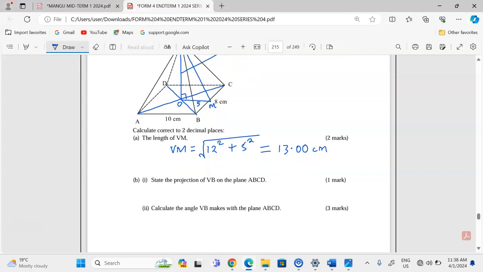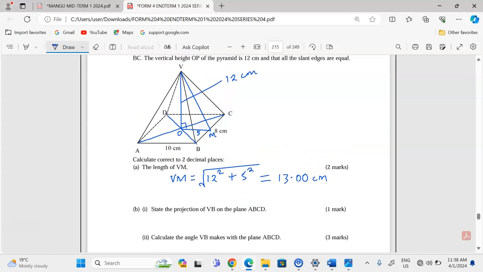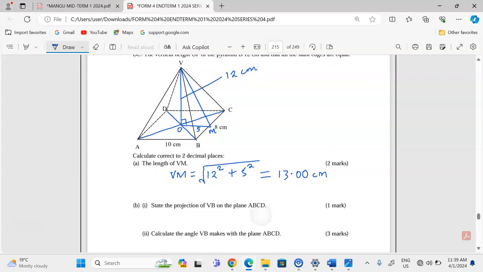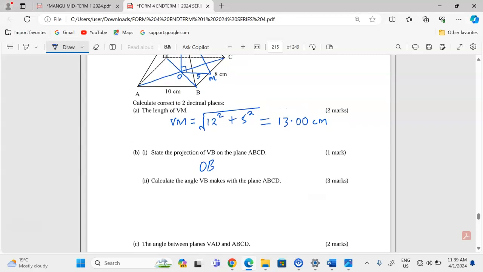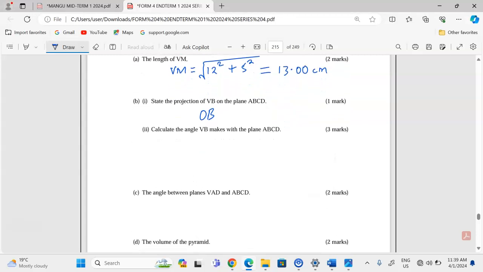Next is state the projection of VB on the plane ABCD. VB is the line here, the edge VB is shown here. So its shadow, or rather its projection on the base, is going to be OB. That is what we call the projection, the shadow on a given plane for a given straight line.